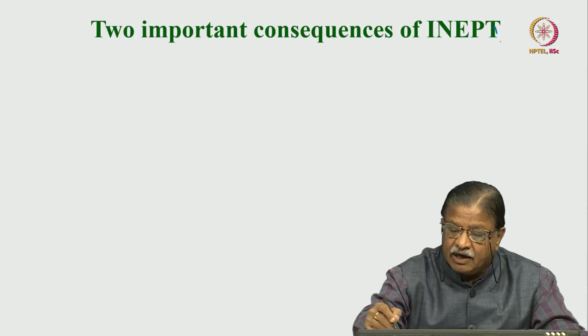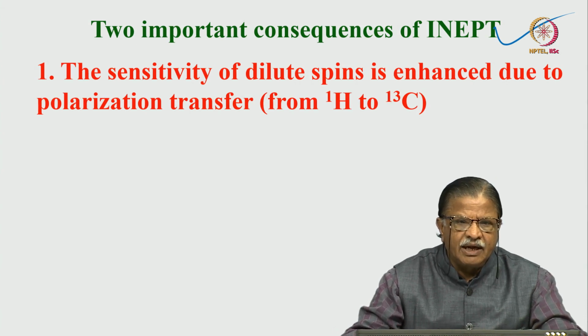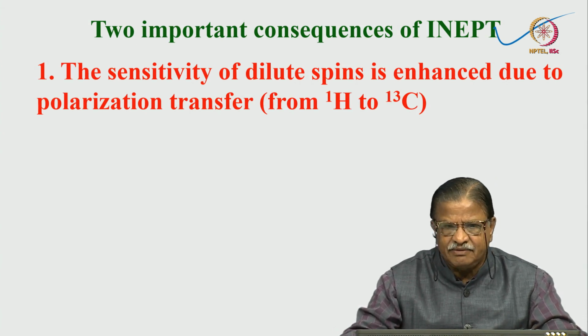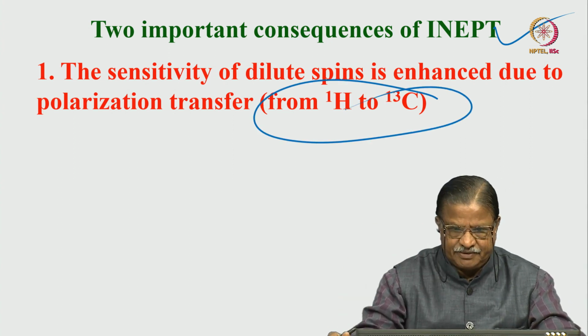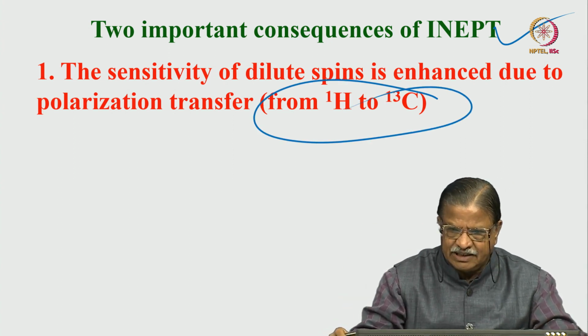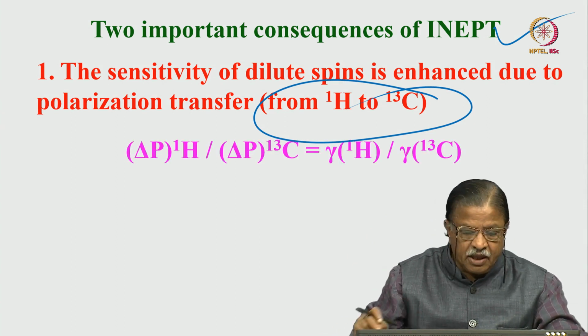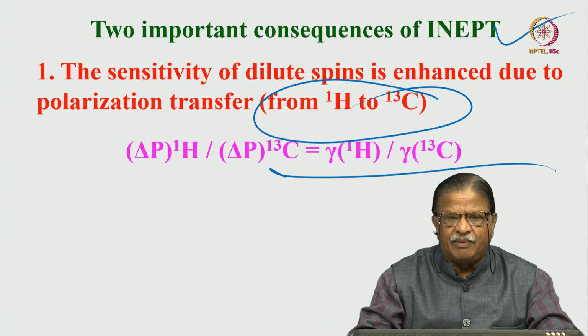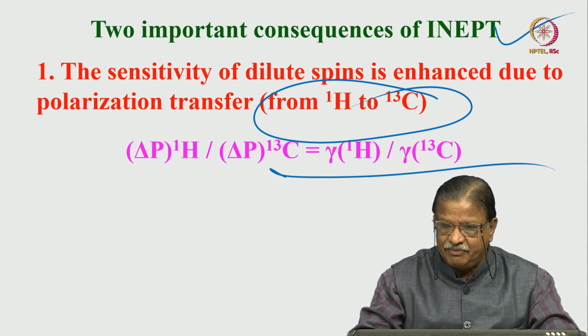There are 2 important consequences of INEPT. One is sensitivity to the dilute spins is enhanced because of polarization transfer from abundant spin to rare spins. There is a gain in sensitivity, we saw that. There is 4 times gain for proton and carbon, and this is given by the ratio of gammas. If you go to nitrogen 15, 10 times.